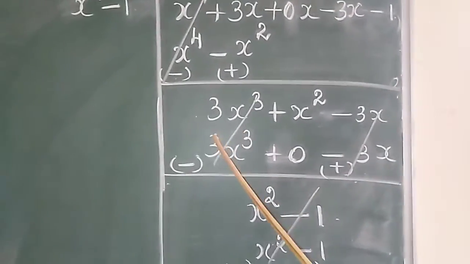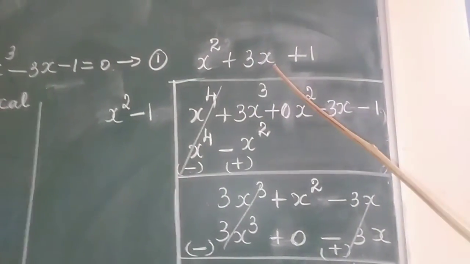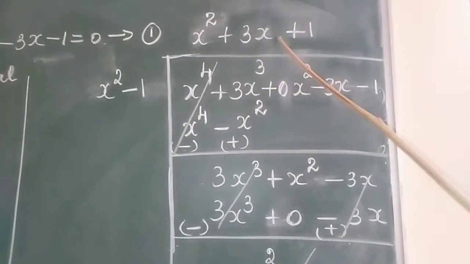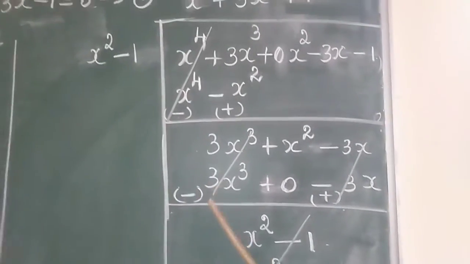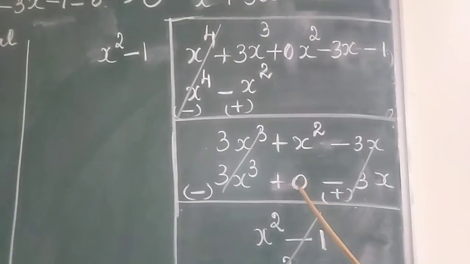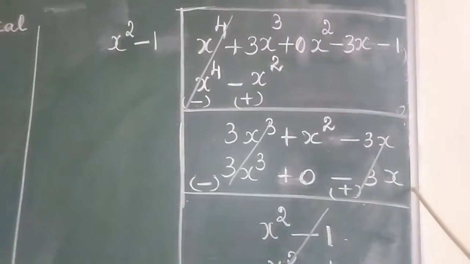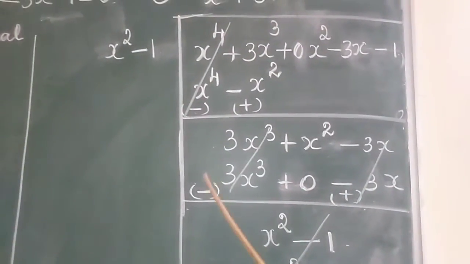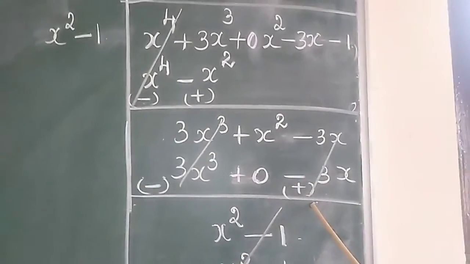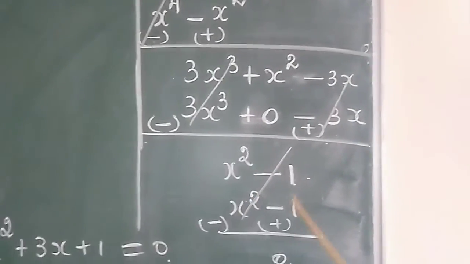Next our aim is to get 3x cube. So if you put plus 3x in the quotient and multiply, we will get 3x cube. So 3x into x square will become 3x cube, plus there is no x square term, so I put 0 here. Now 3x into minus 1 will become minus 3x. Now if we change the sign, plus changes into minus, minus changes into plus, and these two will be cancelled, these also will be cancelled. Here the remaining will be x square. This minus 1 I brought down here.